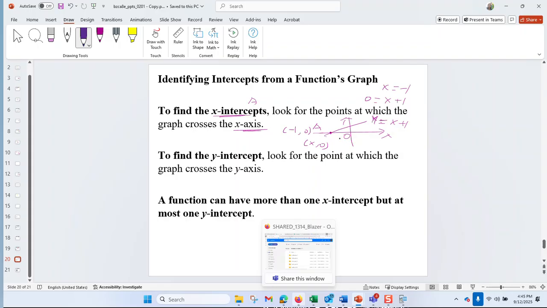This point is considered the y-intercept. For the y-intercept, x will be 0. So we're going to have y equal to 0 plus 1, or just 1. So this one actually will be 0 and 1. All right, so that's your x and y intercepts here.